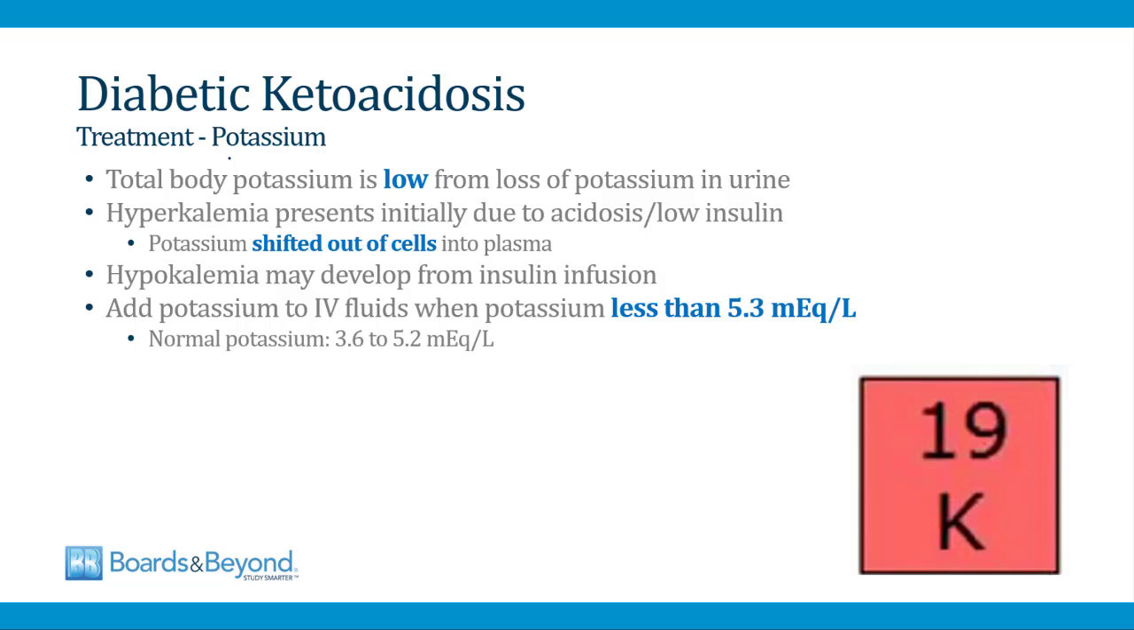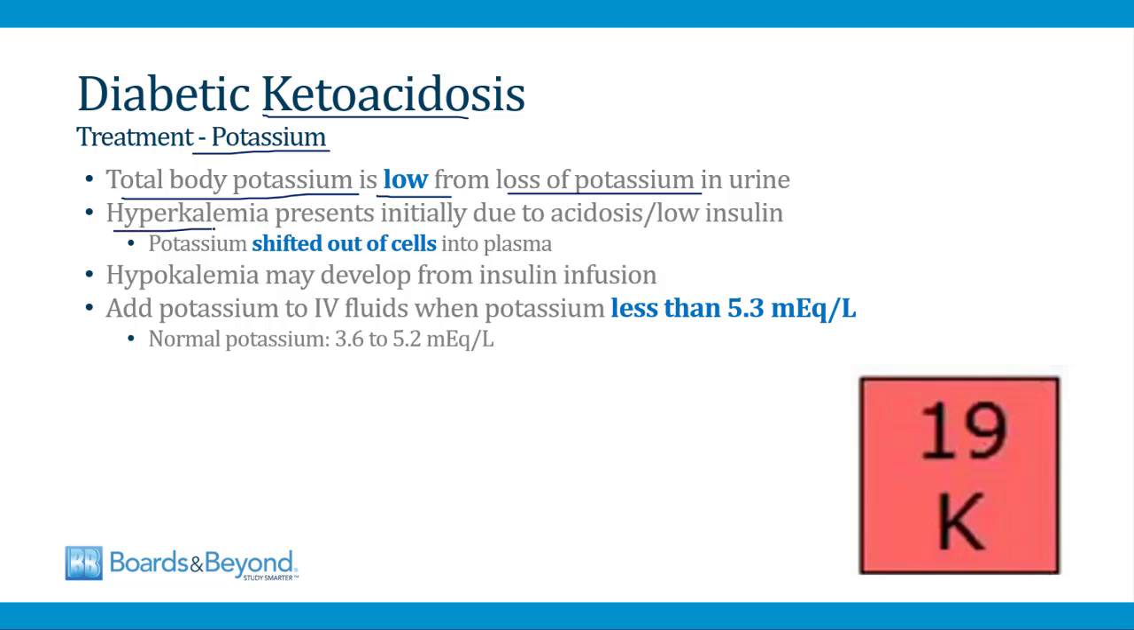Another important element of the treatment of DKA is the administration of potassium. Now, it might seem crazy to give potassium to a patient with DKA when DKA is associated with hyperkalemia, but the reason potassium is necessary is because the total body potassium in patients with ketoacidosis is low because they are losing potassium in the urine.